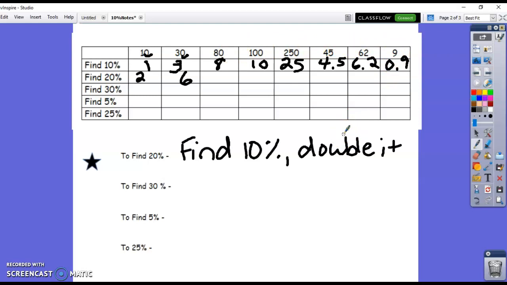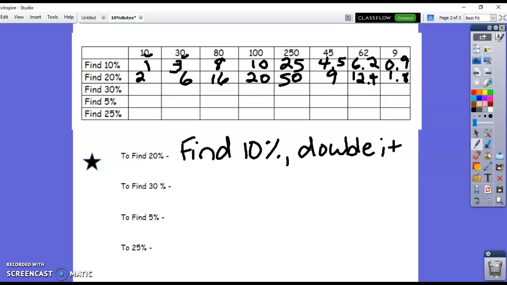All right, now let's check them. 20% of 80 is 16. 20% of 100 is 20. 20% of 250 is 50. 20% of 45 is 9. 20% of 62 is 12.4. And 20% of 9 is 1.8.